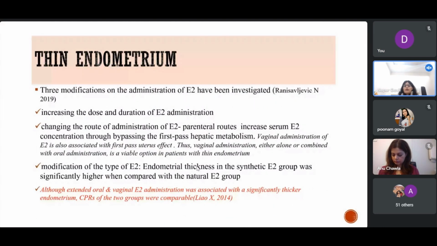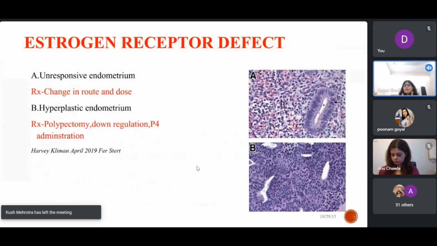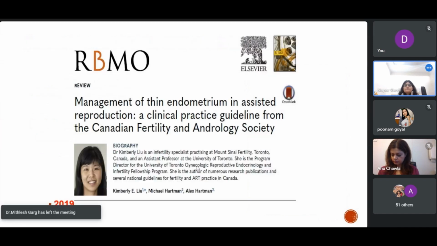Thin endometrium, three ways we can manage: by increasing the dose, duration, or changing the route. Vaginal route has been found to have uterine first pass effect, and we can increase the estrogen concentration reaching the uterus. It has been found that synthetic estrogen gives rise to thicker endometrium. In estrogen receptor defect, if there is unresponsive endometrium, we can change the route and dose. In hyperplastic endometrium, down regulation prior to progesterone administration can help.